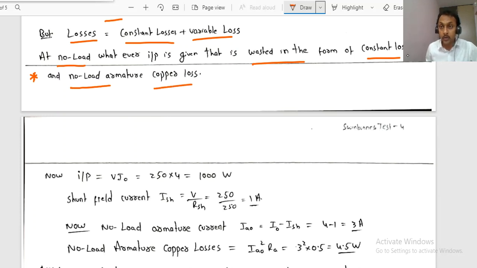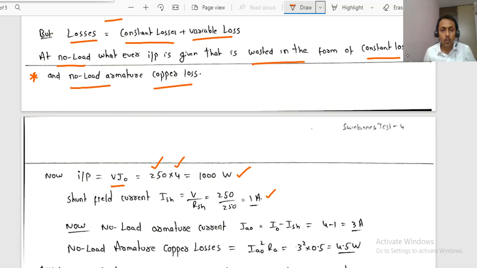But what is the input given under no load? V into I0. V is already given as 250, and I0 is 4 amps. So 1000 watts is given as input. Now what about the shunt field current? V by Rsh, that is 250 divided by 250. So the current is 1 ampere.